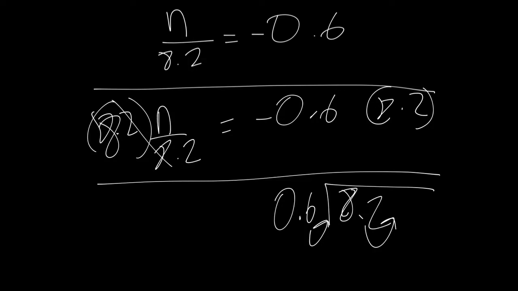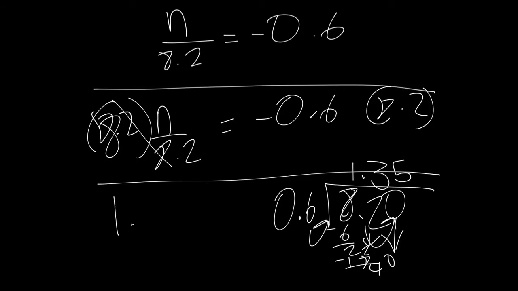And then 6 over 8 once. And that is 2. And then 6 goes into 22 3 times, which is 18, which is 4. And then it goes into 40 5 times evenly, so it'll be 1.35.